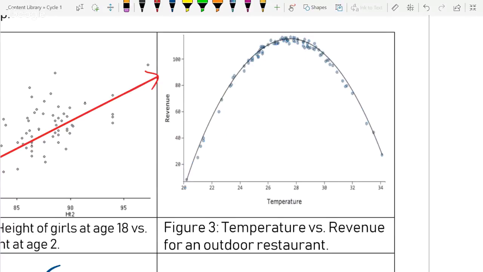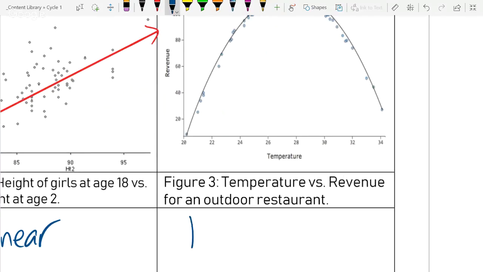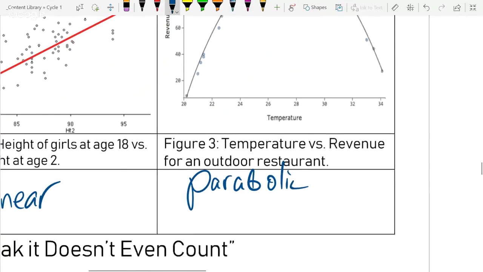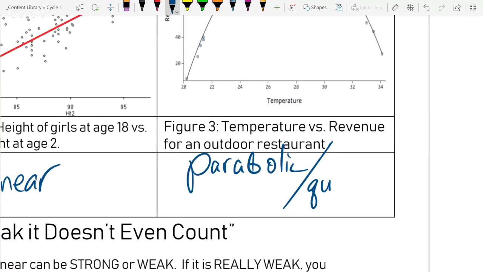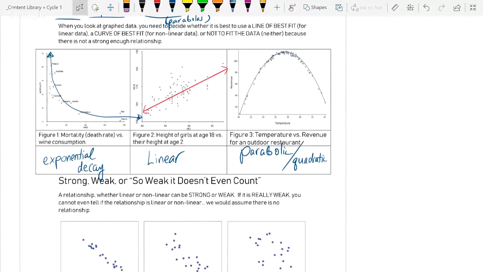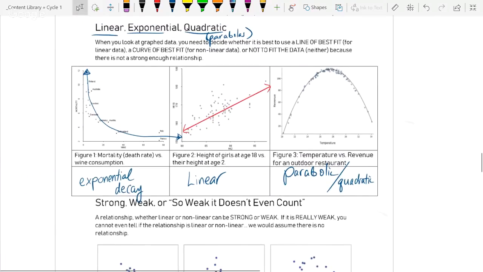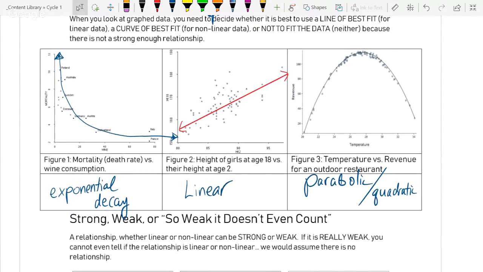Does that make sense? Now, what kind of shape fits this model? Annoyingly, I couldn't find a copy of this graph without it already on there. But this is parabolic, right? And if you prefer, you could call that quadratic. It's sort of a deadly sounding word, isn't it? All right, now.